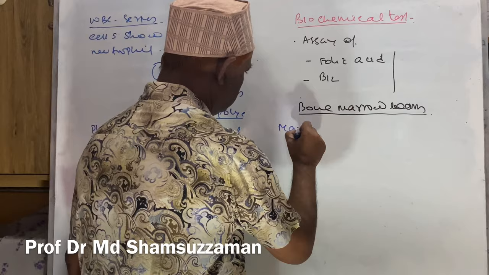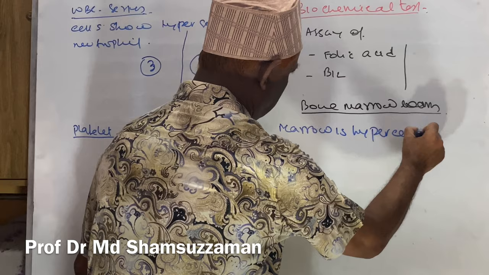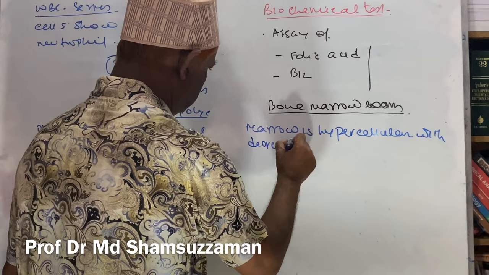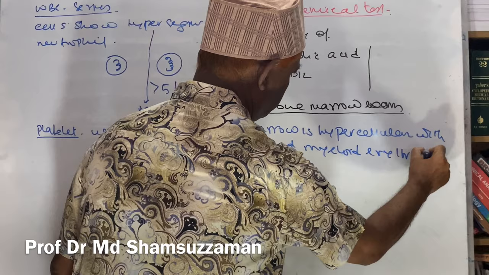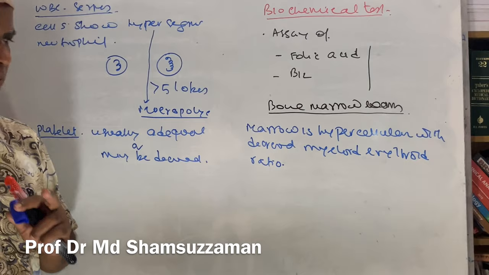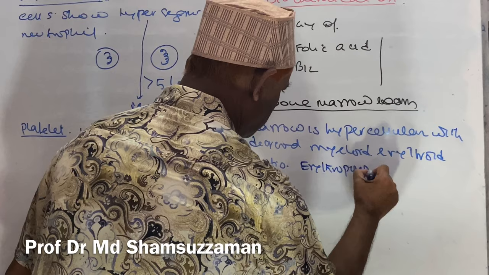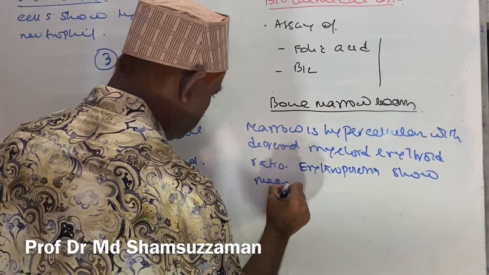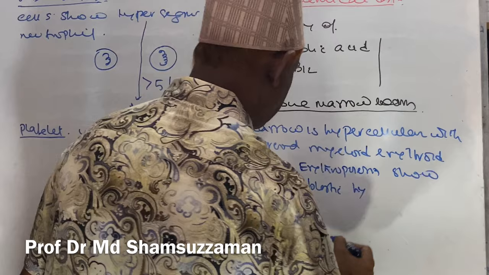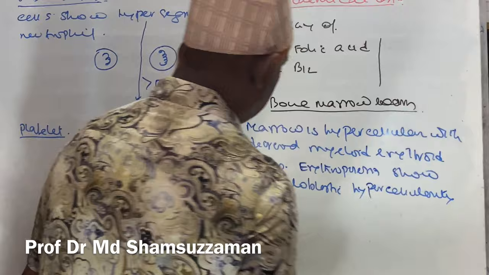Marrow is hypercellular with decreased myeloid erythroid ratio. So marrow is hypercellular with decreased myeloid erythroid ratio. Then erythropoiesis show megaloblastic hypercellularity. So erythropoiesis show megaloblastic hypercellularity.